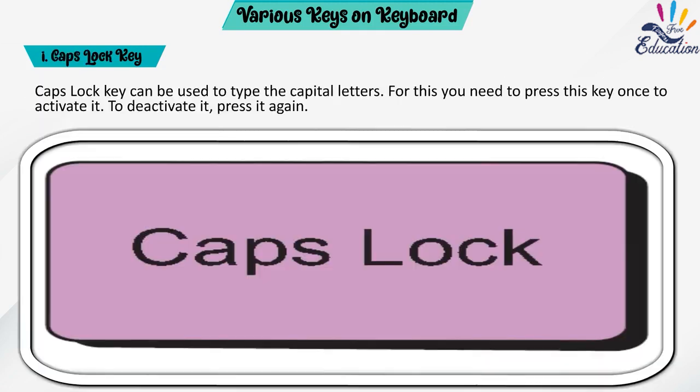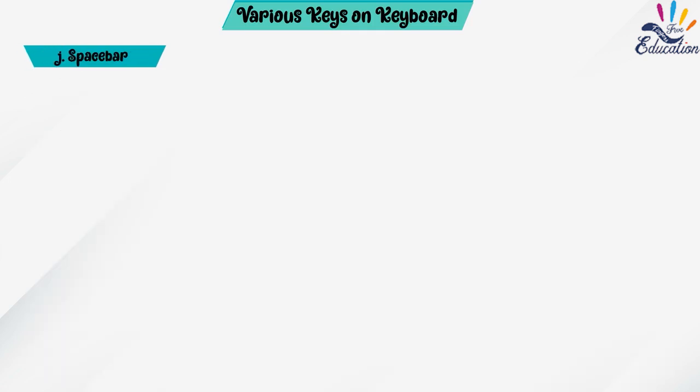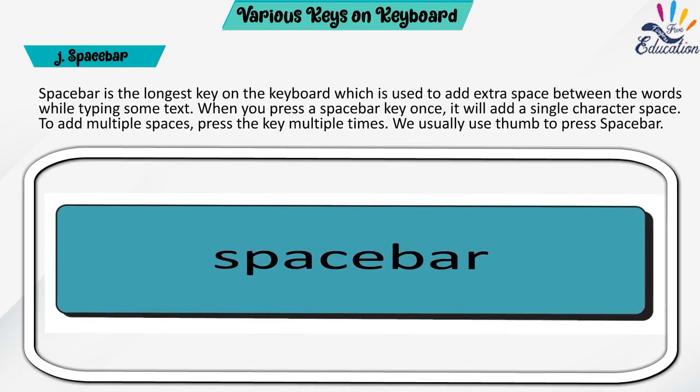Caps lock key. Caps lock key can be used to type the capital letters. For this, you need to press this key once to activate it. To deactivate it, press it again. Space bar. Space bar is the longest key on the keyboard, which is used to add extra space between the words while typing some text.